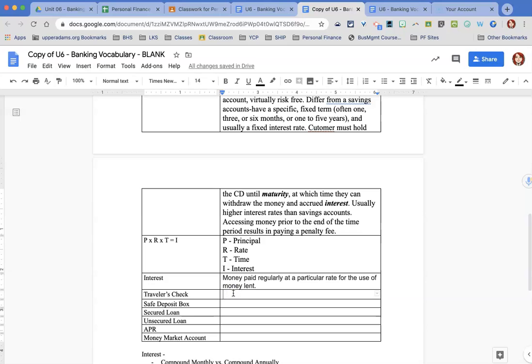Traveler's checks, while they still exist, aren't used as much, but you still need to know what a traveler's check is. Basically, a traveler's check is as good as cash, but you're just not walking around with cash on you. They're kind of a cross between a check and cash, but think of them as cash.